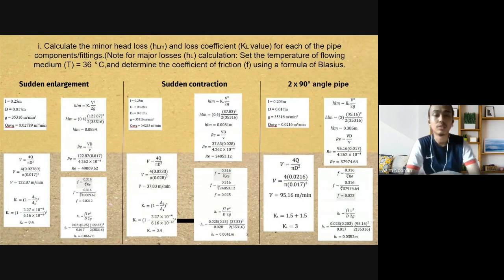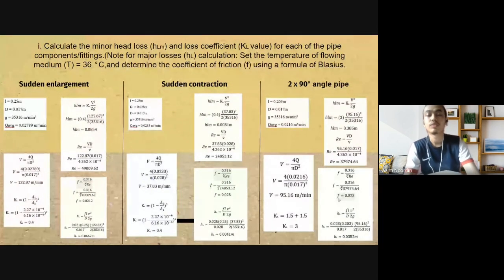It's the same for the 2 times 90 angle pipe, but the difference is in finding the KL value. For the 2 times 90 angle pipe, we just need to sum 1.5 plus 1.5, and we get 3 for the loss coefficient. Then with the same formulas, we can get the HLM, Reynolds number, coefficient of friction, and major losses. Okay, next.